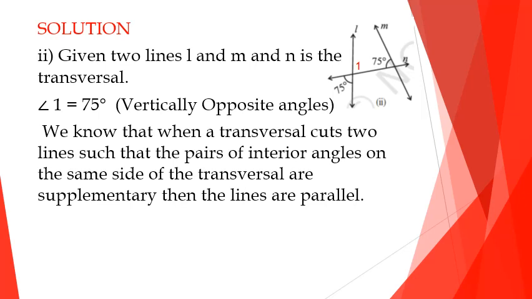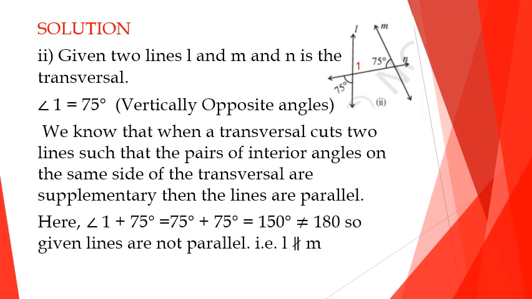So we can check whether angle 1 plus 75 degrees is 180 or not. Angle 1 equals 75 degrees. Substitute the value over here. So we get 75 plus 75 equals 150 degrees, which is not equal to 180 degrees. So the given lines are not parallel. That is, L is not parallel to M.